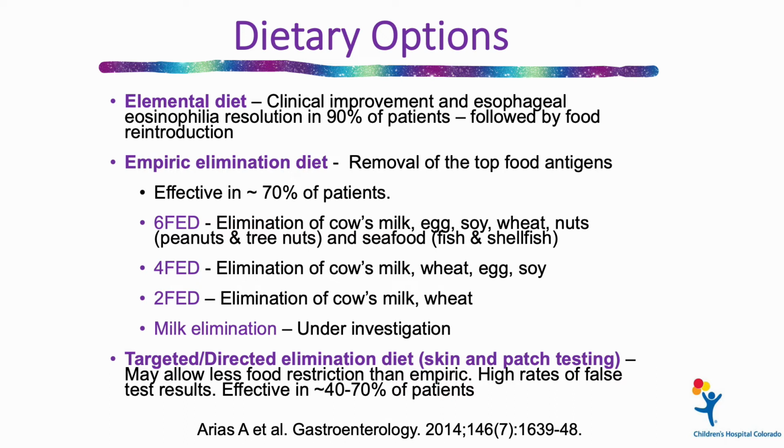Then there are target-directed elimination diets that are based on skin and patch testing. Unfortunately, these are not more effective than the empiric elimination diets, but they can work in anywhere from 40 to 70% of the patients. So some people are doing skin testing to help them decide on foods.